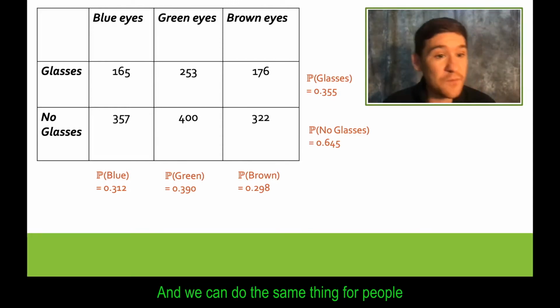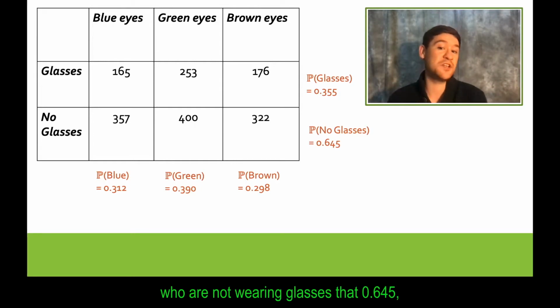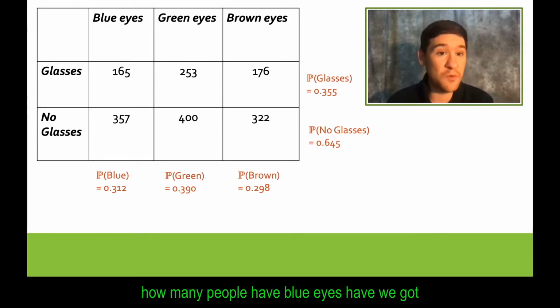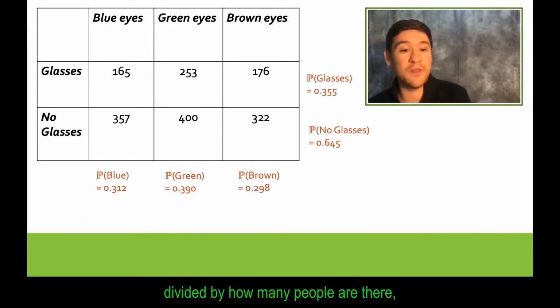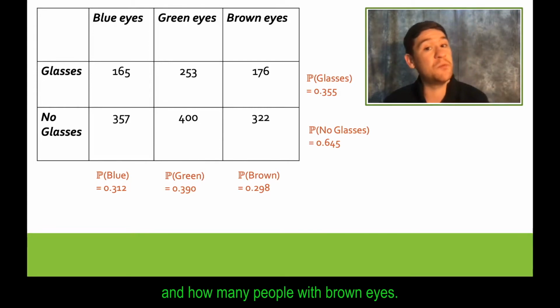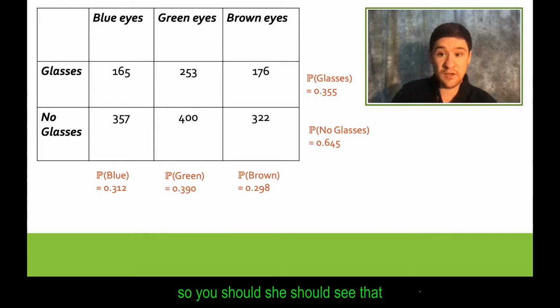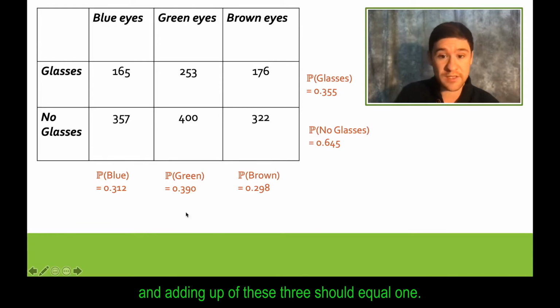We can do the same thing for people who are not wearing glasses. That's 0.645. And then we can do the same thing for each of the eye colours. How many people with blue eyes have we got divided by how many people are there? How many people with green eyes and how many people with brown eyes? I've written these at the ends of their respective rows and columns. So you should see that adding up these two should equal 1 and adding up these three should equal 1.